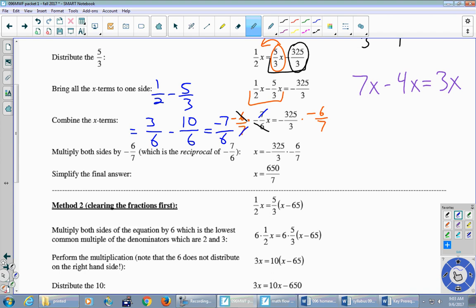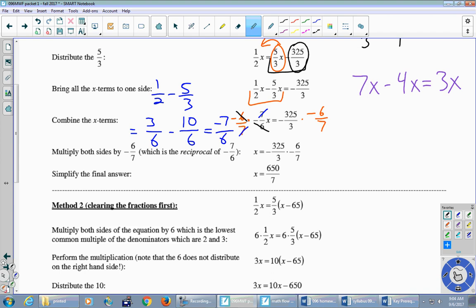Here's option 2. It's much nicer. The very first thing we did before was distribute that 5/3. Well, the effect that had was making more fractions, right? Because we had just a single 5/3, and then the 5/3 became fractions on both the x and the 65. Here's another possibility. Let's get rid of the fractions straight off the bat, because that's what made this problem kind of challenging. Looking at the two denominators, I see a 2, I see a 3. What is the common denominator for those two fractions? 6. We are going to multiply both sides by 6.